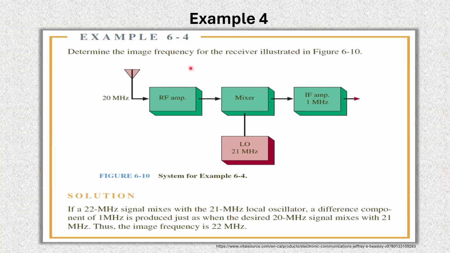Oh, there's one more. Who would have guessed? Also about the image frequency here. Determine the image frequency for the receiver illustrated in this figure. Okay, what do we have? What's going to be here? 21 minus 20. It's going to give us 1. What unit? Megahertz here, megahertz here. So 1 megahertz.